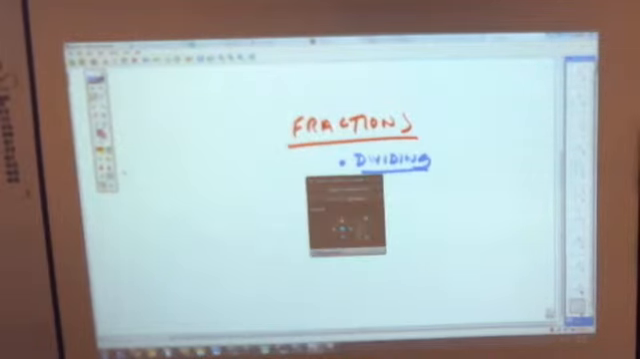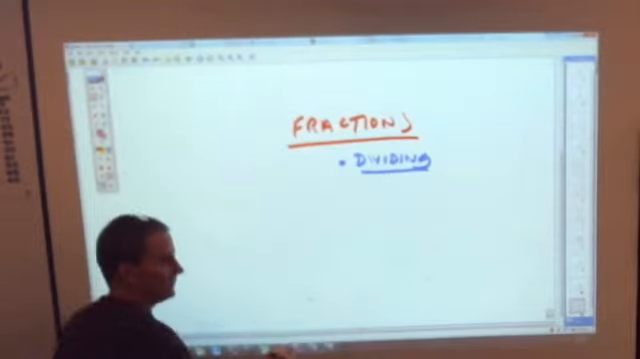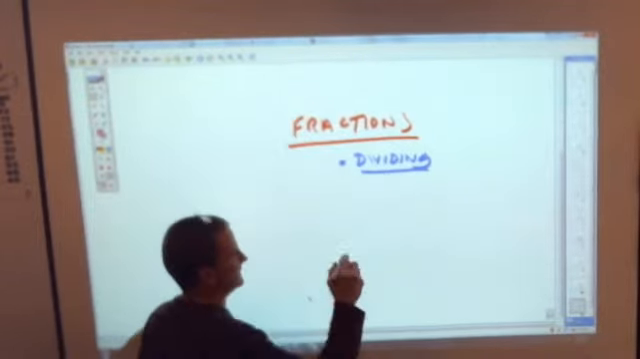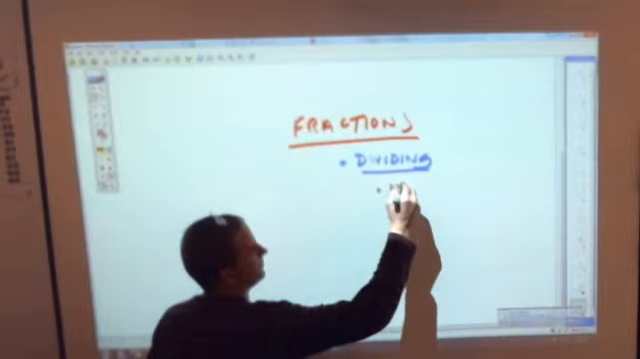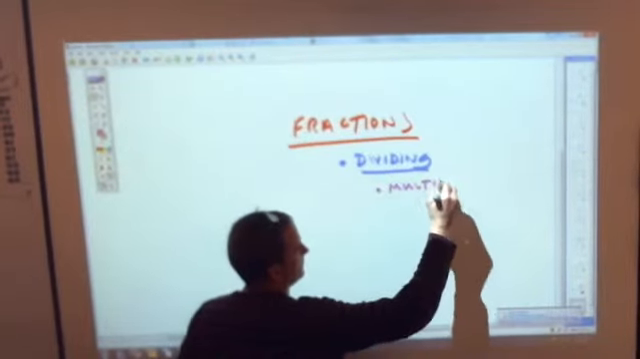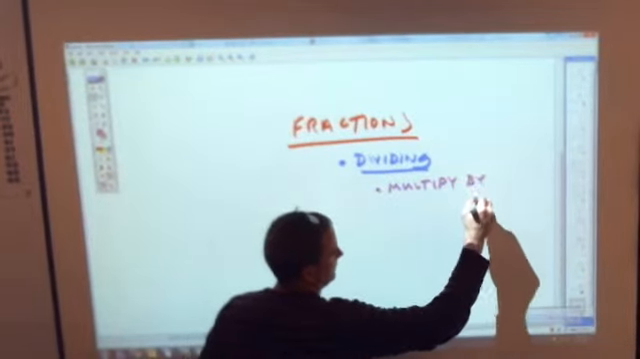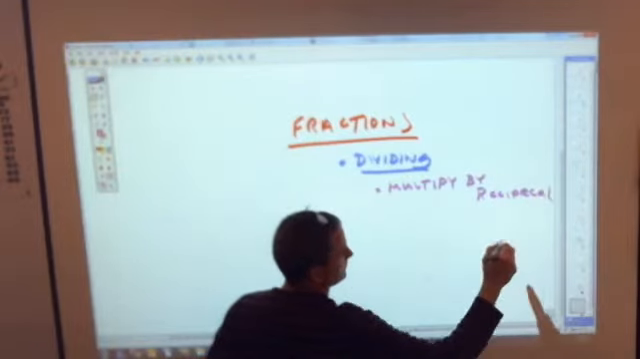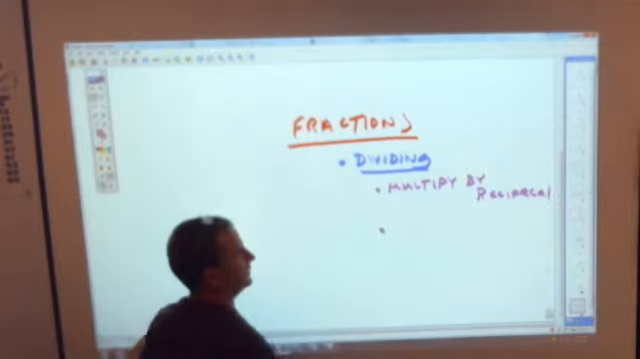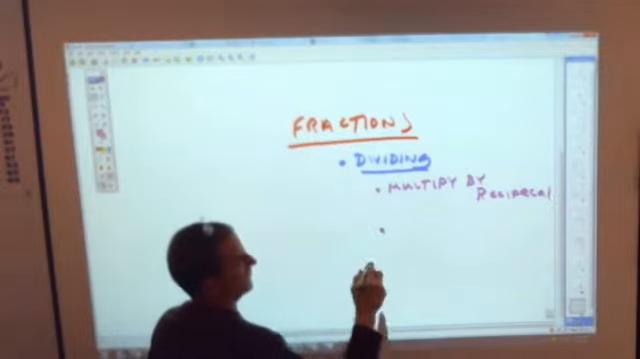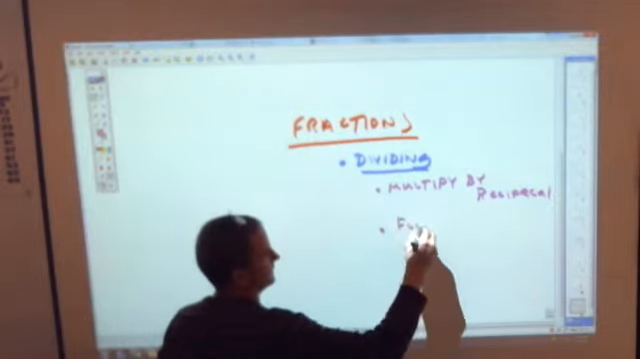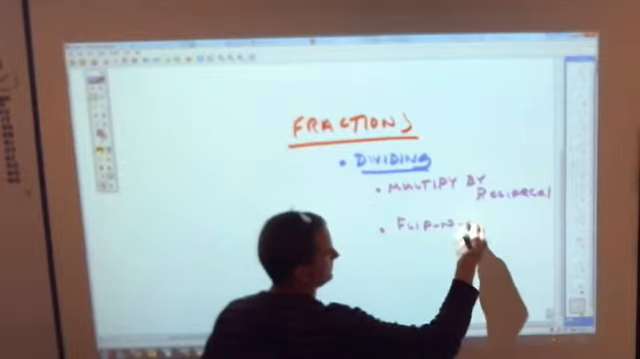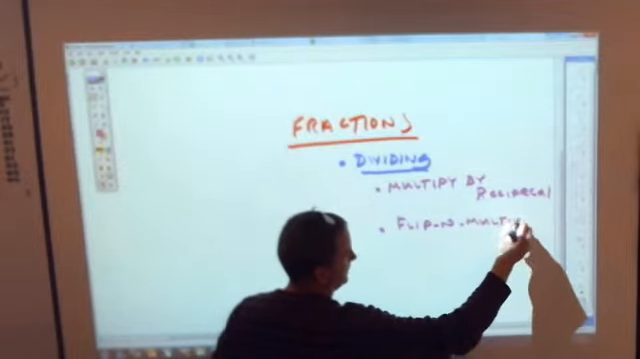You should have written in big words there, Julia. Exactly. Multiply by the reciprocal, which in the generic phrase of 6th grade, I like to say, flip and multiply. It's a simpler little way to say it.